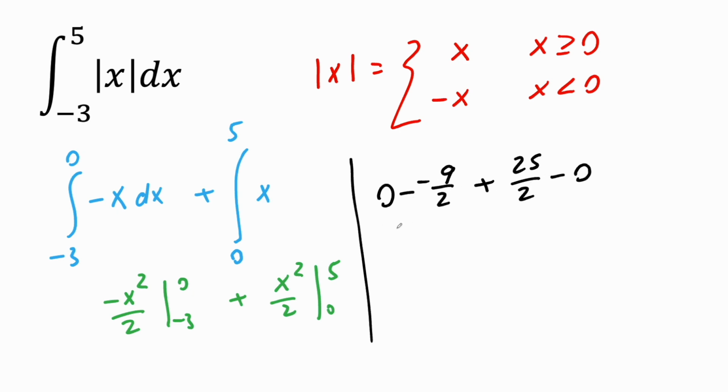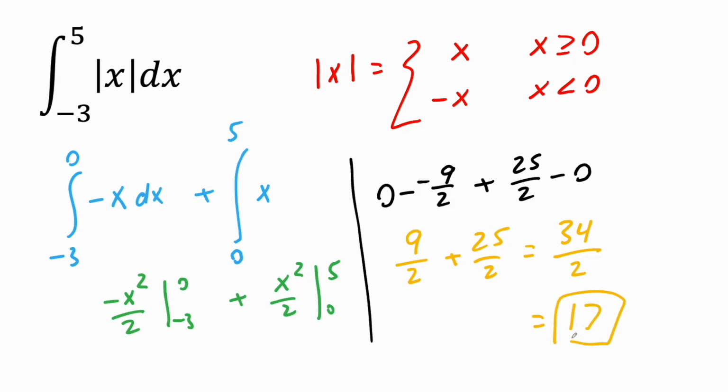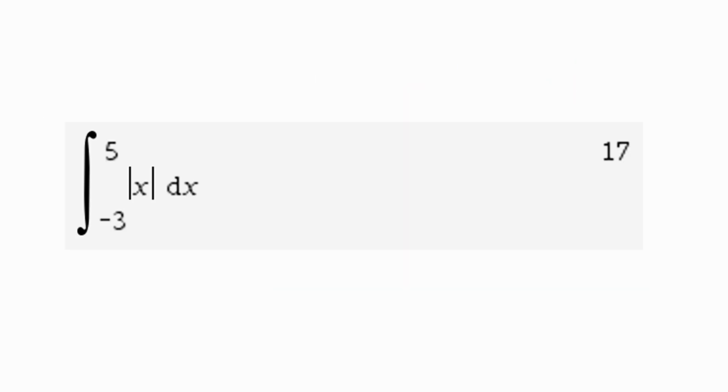So minus minus is positive, so we have 9 divided by 2 plus 25 divided by 2, and that's going to equal 25 plus 9 is 34, so 34 divided by 2 is equal to 17, and this right here is our final answer. And using a calculator, we can also confirm. And that's pretty much it for this video.